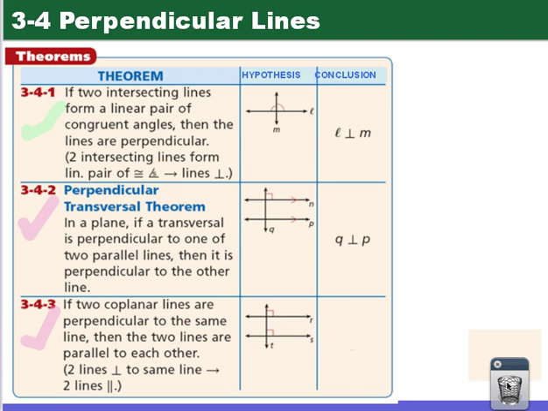We have lines R and S. Transversal T is perpendicular to both lines R and S. So our conclusion is those two lines are going to be parallel. So line R is parallel to S.